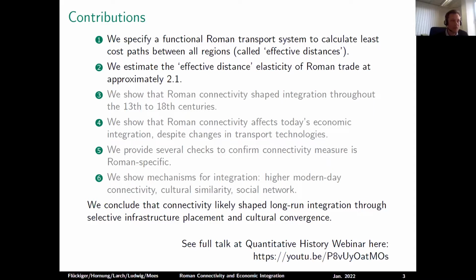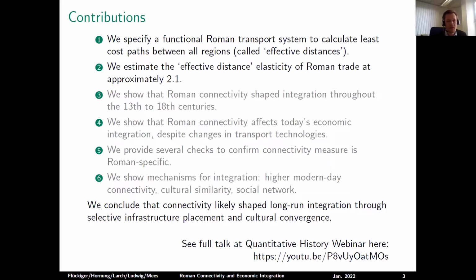We do a couple of things that economists are worried about related to causality. So we need to confirm that this is indeed Roman specific transport costs and not reflecting overall geographic patterns that affect transport costs in general. So we do a lot of checks to make sure that this is really about the Roman transport network. And then we show a couple of mechanisms of integration for this persistence.